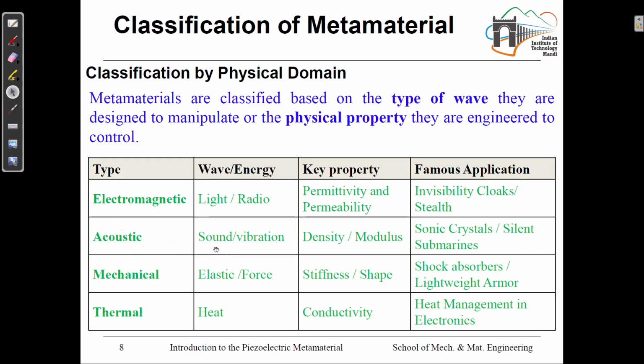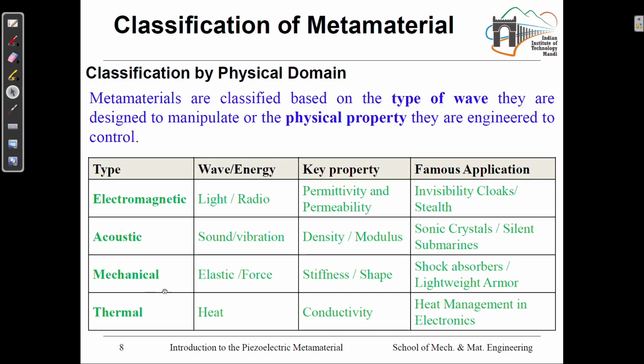In the acoustic domain, we have sound waves, even vibration waves. Here we are interested in designing or modifying the density and modulus, which are used in sonic crystals, or in submarines in the sea. We want that there should not be any noise coming outside. Everything should be in silence. So for that we can design the material of the submarine as an acoustic metamaterial.